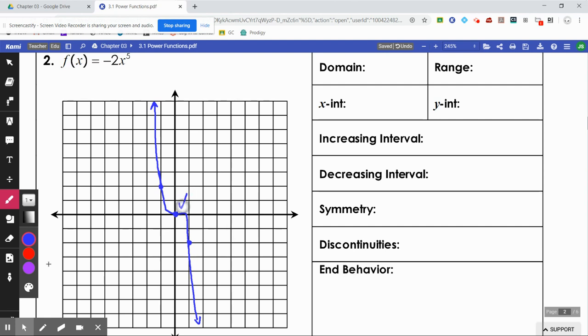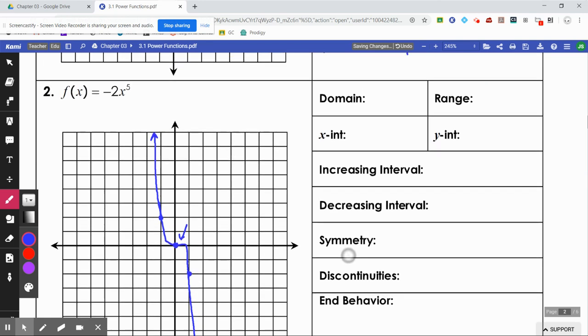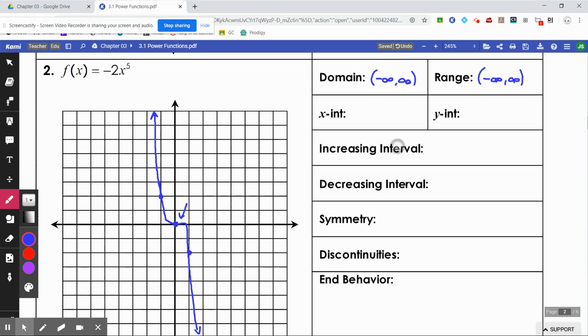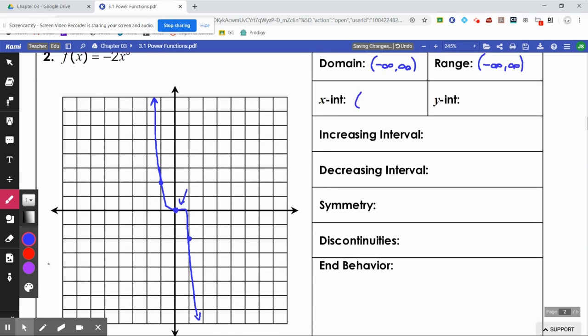And again, notice how flat it's going to be, really flat right around that 0 value. Your domain and range here: for domain, you're going to be able to plug in anything. And notice your graph continues down and up forever with no breaks, so your range would be all reals as well. Your x and y intercepts, again, are both going to be the origin, where it crosses.